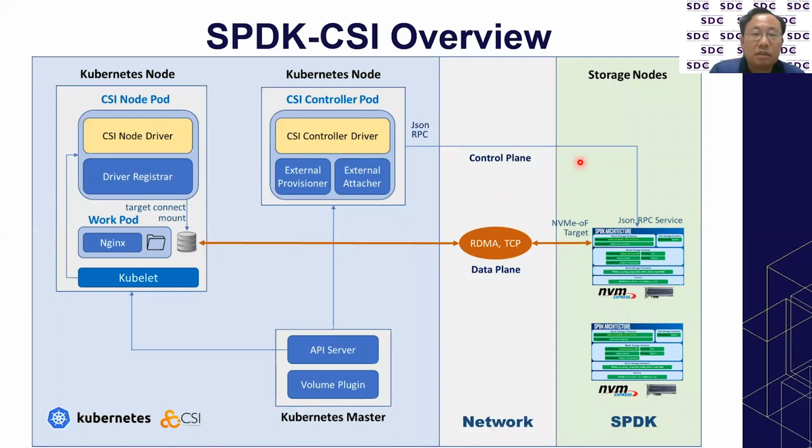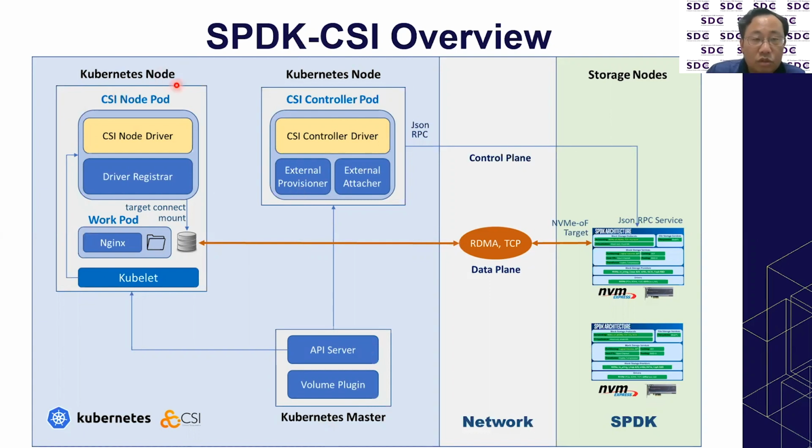Okay, so now I am introducing the SPDK CSI. This is what we developed. This is the overall picture of how SPDK CSI works. You can see there are 3 parts. The left part is the Kubernetes node. In the Kubernetes node, we have a Kubernetes cluster.